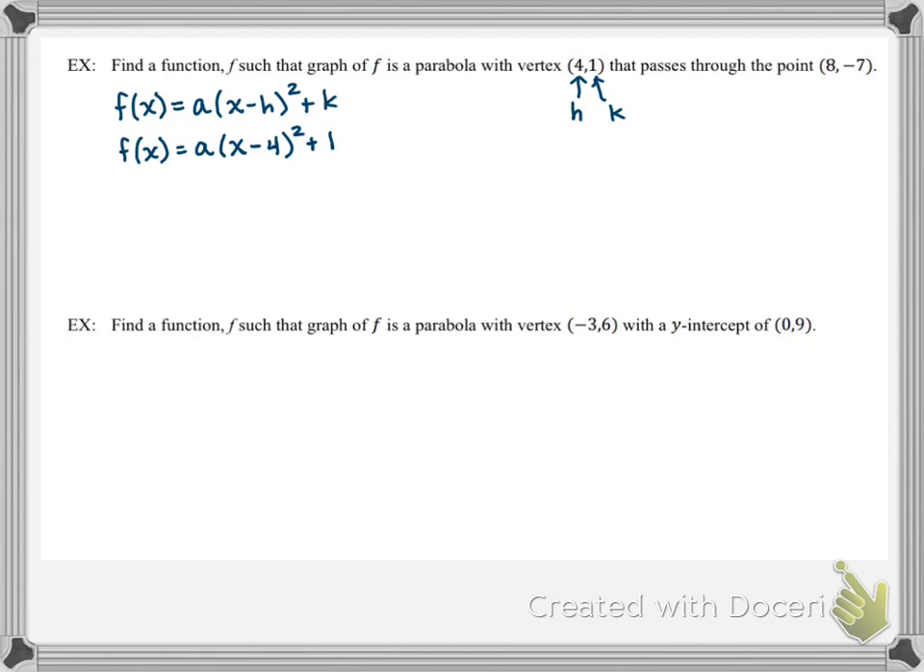So if my x-coordinate was negative, that would be a plus. And if my x-coordinate's positive, that's a minus. Any ideas how we could find a? Do slope point form with the vertex and the point.